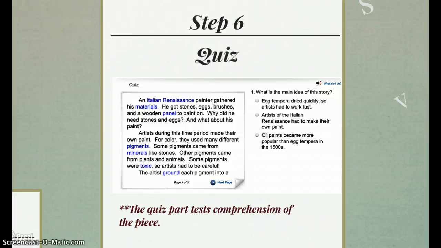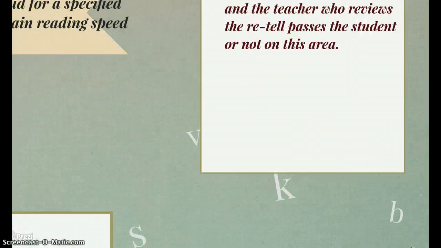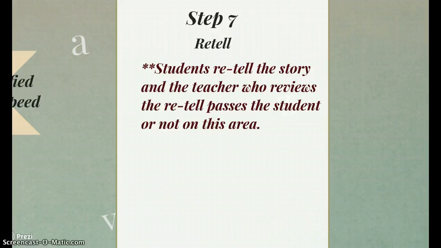Step 6 is the quiz. So this is the comprehension part of the piece. Students are given multiple choice questions and vocabulary match questions in this part in order to help them better understand the text. Step 7 is the retell. Students retell the story, and the teacher who reviews the retell passes the student or not based on the criteria the teacher has set for that student.